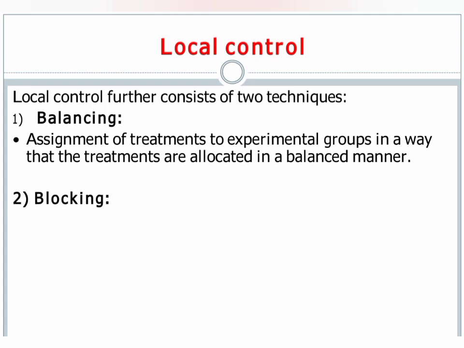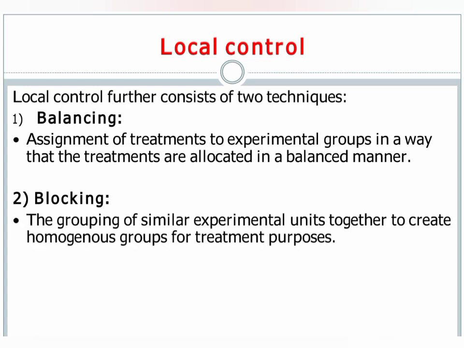So next one is blocking. It is the grouping of similar experimental units together to create homogeneous groups for treatment purposes. That means we are going to divide the experimental units into a number of similar groups. We are going to divide them into similar blocks in order to perform the treatment.